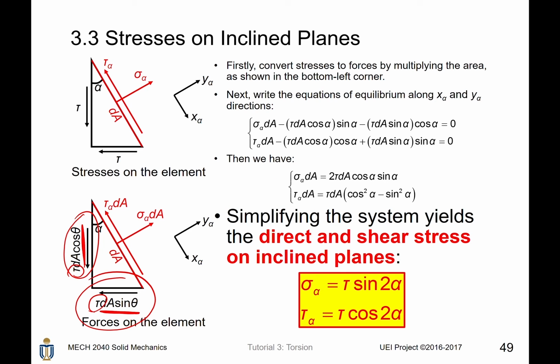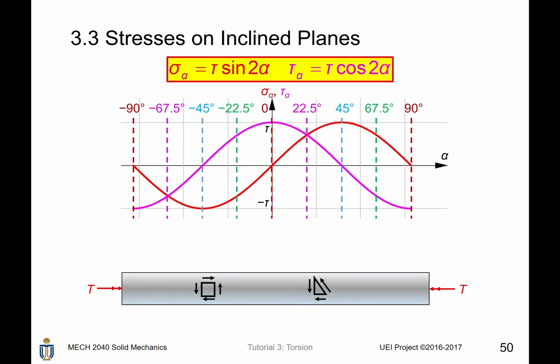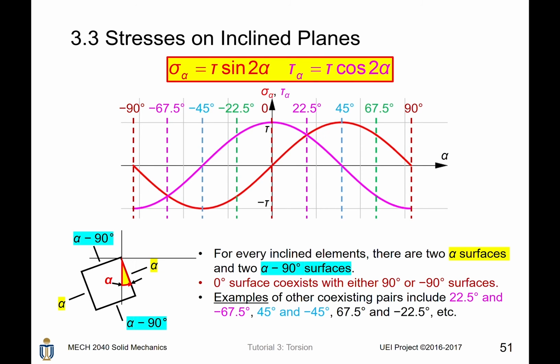By simplifying the equations shown above, we can have the direct and the shear stresses on the inclined planes. The direct stress on the alpha degree inclined surface is given by tau sine 2 alpha, while the shear stress on an alpha degree inclined plane is given by tau cosine 2 alpha. Now let's talk a little bit about the angle of inclination alpha and some special cases of stress elements of pure torsion. For every inclined element, there are two alpha surfaces, namely here and here, as well as two alpha minus 90 degree surfaces, namely those two.